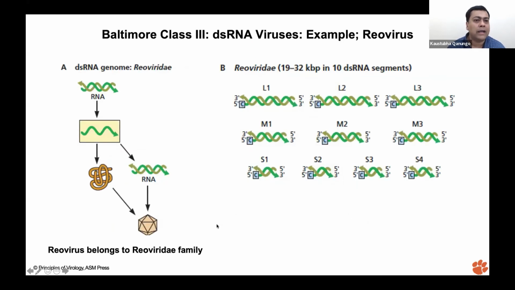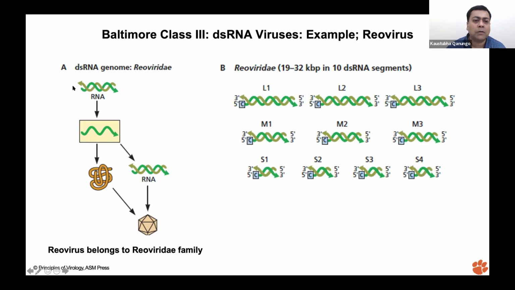So the first one is the Baltimore class 3 dsRNA virus, and the example is the Reovirus, which belongs to the Reoviridae family, and has a double-stranded RNA genome, usually 19 to 32 kilobases long, with 10 double-stranded RNA segments. You can see that they are divided into large, medium, and small, and the 5' to 3' is a capped RNA right here. It is a capped RNA, so this will be very similar to an mRNA, and you have the complementary negative strand RNA as well.